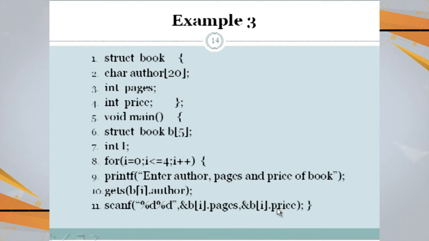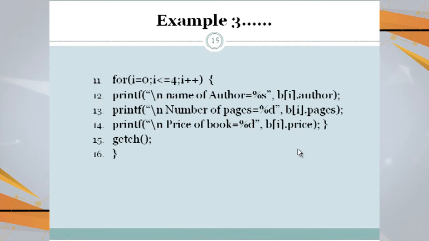then b0 dot price. Then the loop cycle will be repeated and we will be asked to provide input for b1 dot author, then b1 dot pages, and then b1 dot price. In the next cycle of the loop, we will be asked to provide input for b2 dot author, b2 dot pages, and b2 dot price. In the next cycle, b3 dot author, b3 dot pages, and b3 dot price. And in the final cycle of the loop, b4 dot author, b4 dot pages, and b4 dot price.